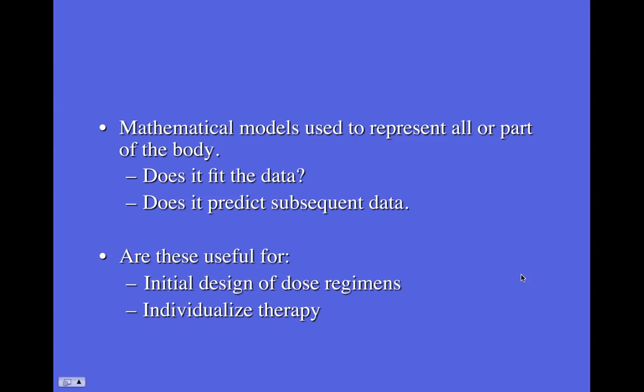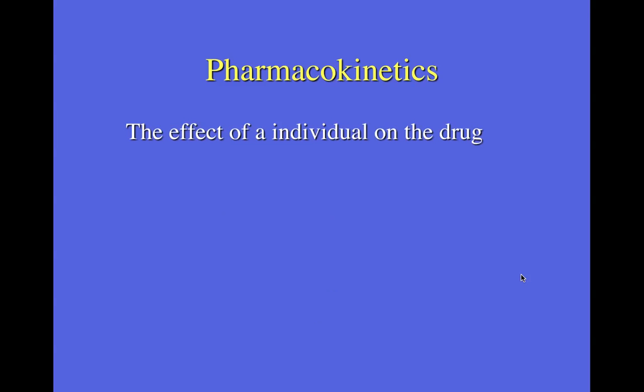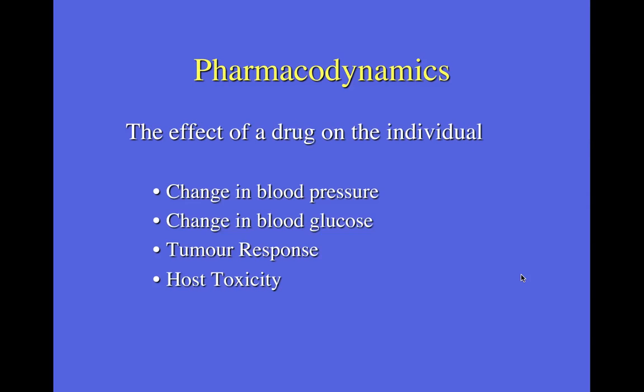Mathematical models are being used to represent all or part of the body, and the real question you have to ask is, does it fit the data, and does it predict subsequent data, and are these models useful? Can they allow you to design the right way to dose somebody, if it should be 6 hourly or 12 hourly or every 3 days or whatever? Can you individualize therapy so it works more effectively? So, pharmacokinetics, the effects of an individual on the drug.